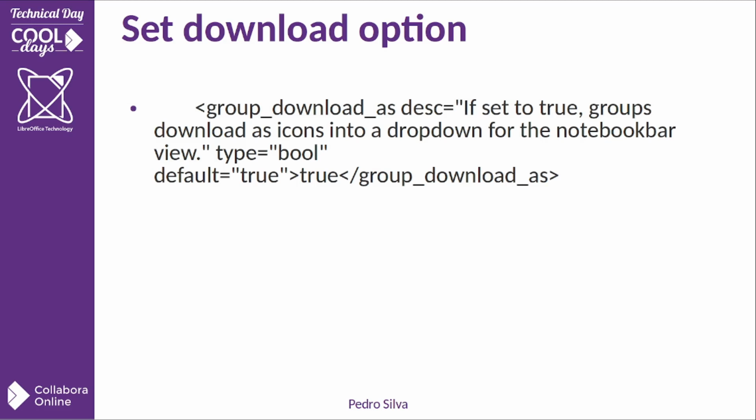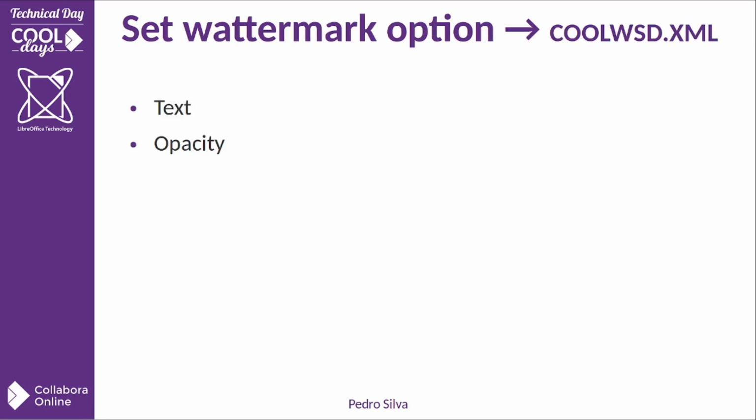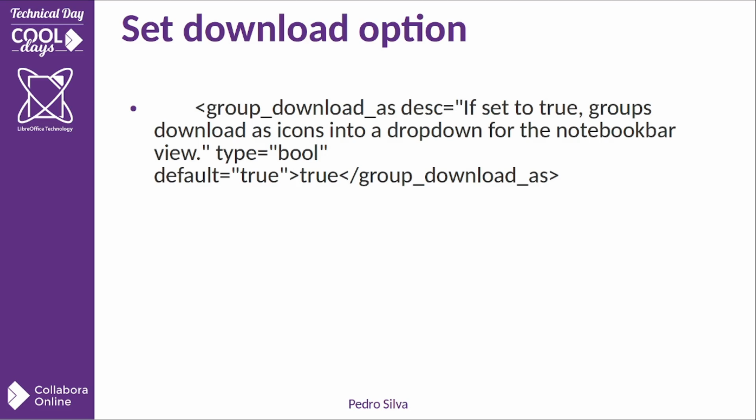There are also other options. Of course, it's impossible to cover everything within this talk, but you can set slightly different download options if you want to see in the UI a drop down for the download or each option represented as an icon. Thanks to One and One for this implementation that we ended up having as default.